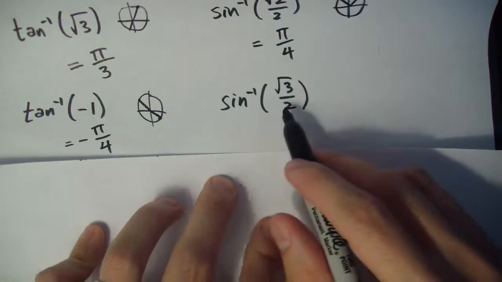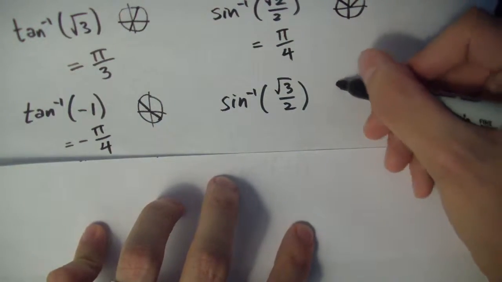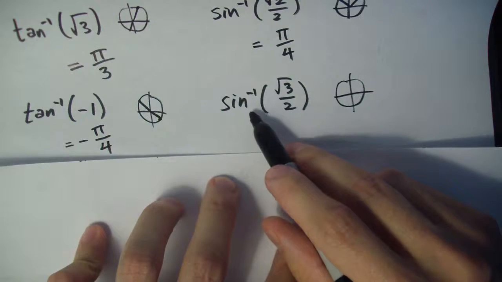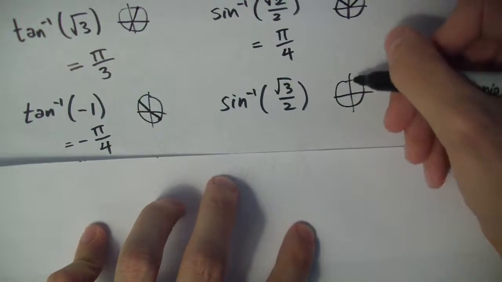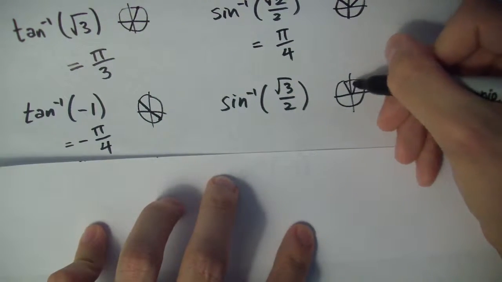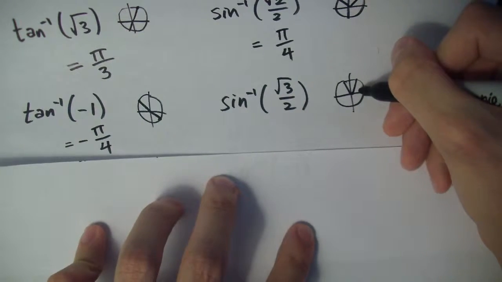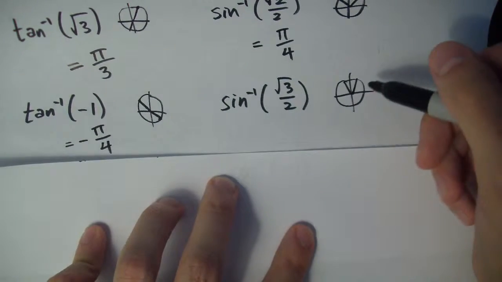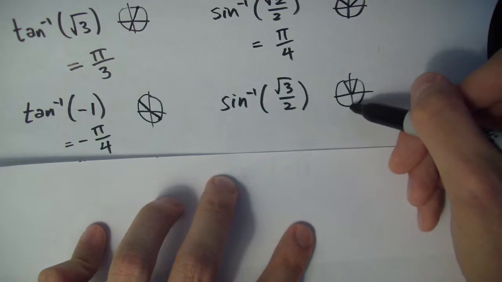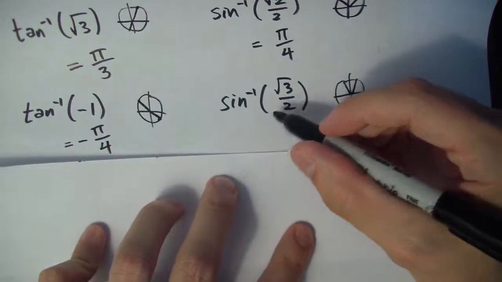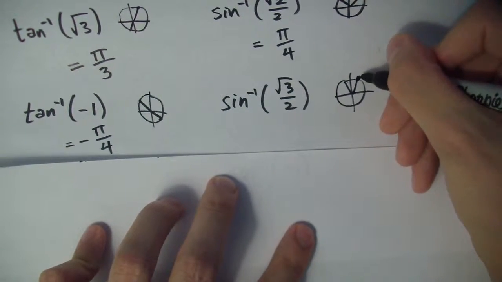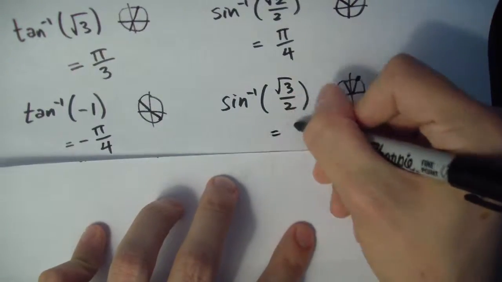All right, what about inverse sine of the square root of 3 over 2? Well, remember, sine is equal to the square root of 3 over 2 up here in the first and second quadrants with those bigger angles, those pi over 3 angles. But again, we are only interested in minus pi over 2 to pi over 2 when we're dealing with sine. So we're going to want this angle here, this pi over 3 angle.